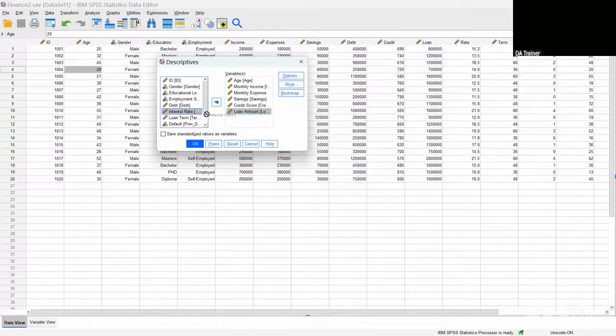And what is the interest rate, or the percentage of interest given to the customer? And then the very last, let us look at the ratio. Debt to income. What is the ratio of debt collected to the income gotten? Just move it there. You can select it, and then you click this arrow, it will be taken straight into the variable box. And then if you click on options, there are options here.